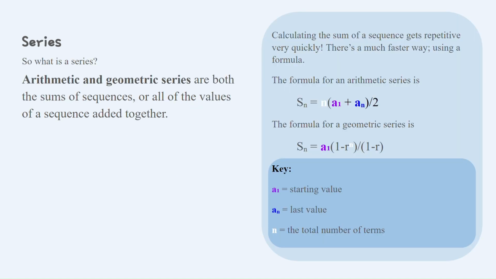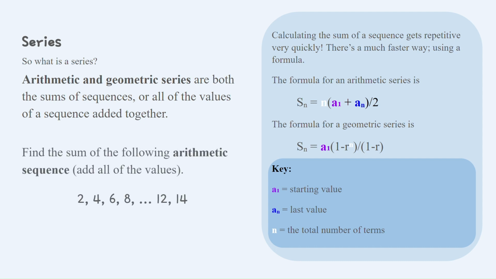So what is a series? Arithmetic and geometric series are both the sums of sequences, or all the values of a sequence added together. Find the sum of the following arithmetic sequence. Add all the values: 2, 4, 6, 8, all the way to 12, 14. The answer is 56. Calculating the sum of a sequence gets very repetitive very quickly.